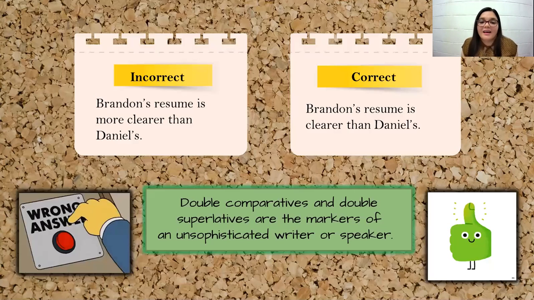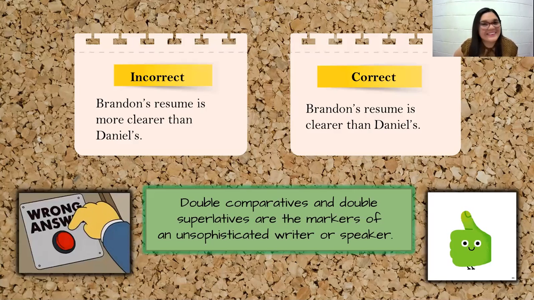Here you see an example. Brandon's resume is more clear than Daniel's. More clear? You cannot say that. So you will say Brandon's resume is clearer than Daniel's.